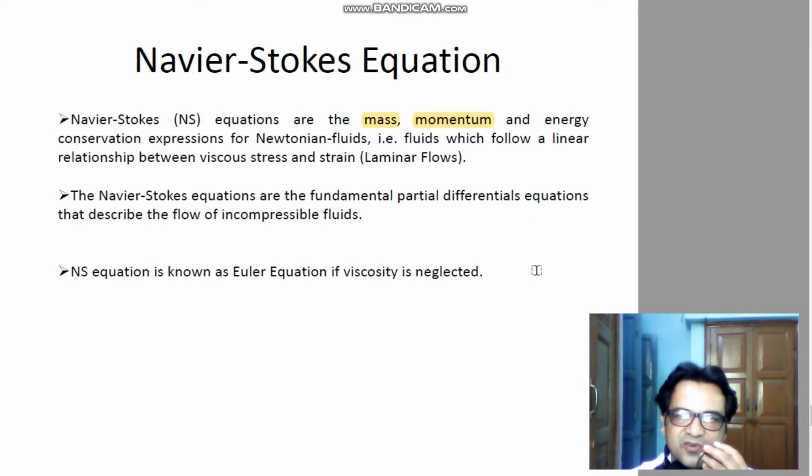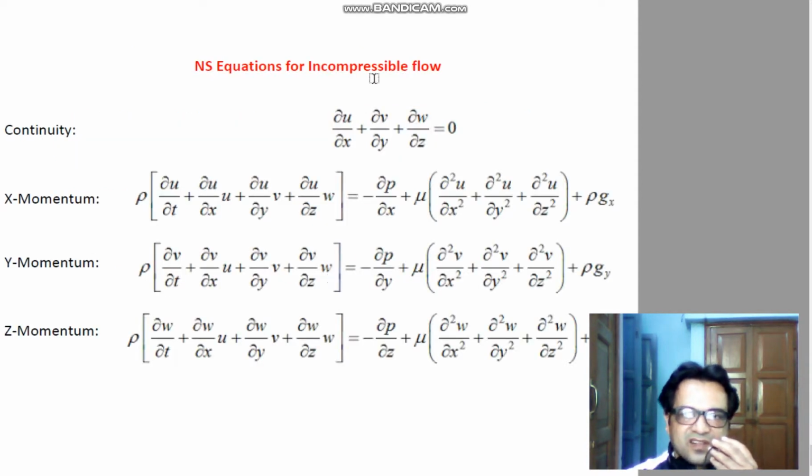Here we will discuss only the mass and momentum. The energy part generally we don't discuss in a fluid mechanics course. So for incompressible flow and for Newtonian fluids, the Navier-Stokes equations are the mass and momentum conservation expressions. And if the viscosity is neglected in the Navier-Stokes equations, then they are known as the Euler equations. So first I will show you the expressions. The continuity equation we have already derived for incompressible flow.